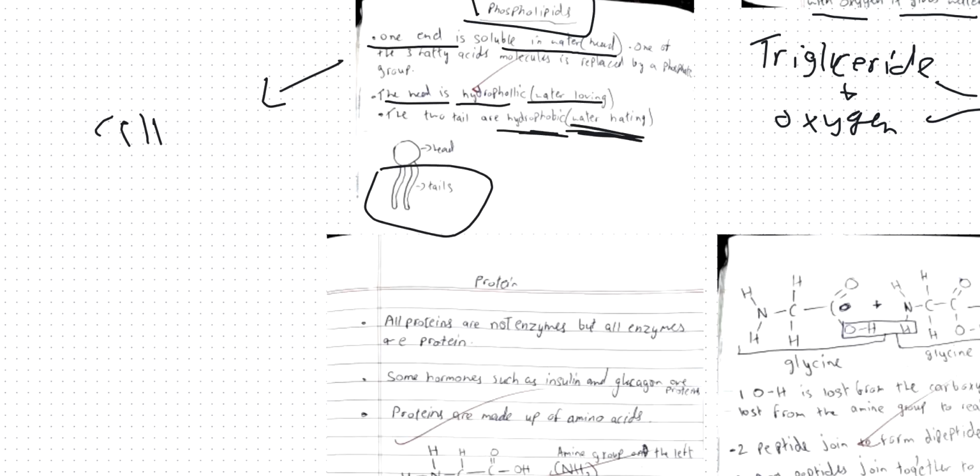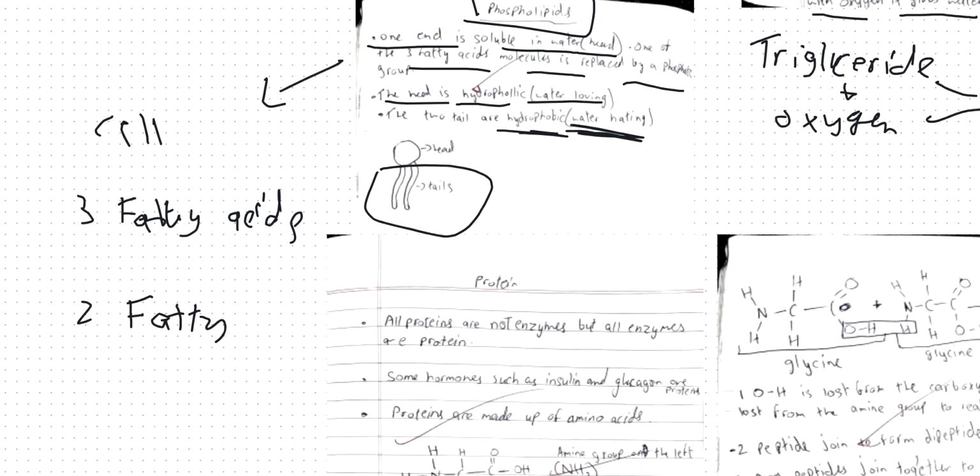And one of the 3 fatty acid molecules is replaced by a phosphate group. So the difference between triglyceride and phospholipid is that in triglycerides, you have 3 fatty acids, whereas in phospholipids, you have 2 fatty acids plus 1 phosphate group. Yeah, this is very simple. It's very basic. I talked about this in big detail in the cell membrane topic. Go check that out.